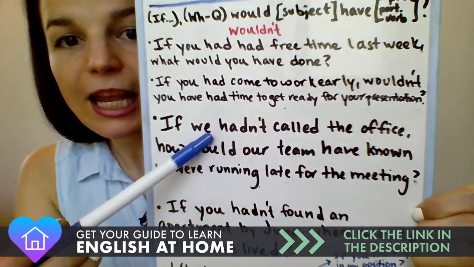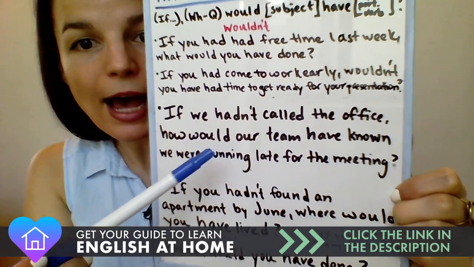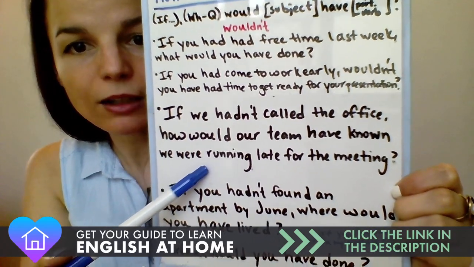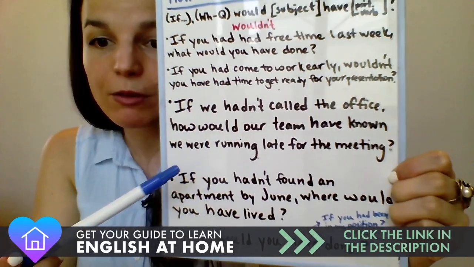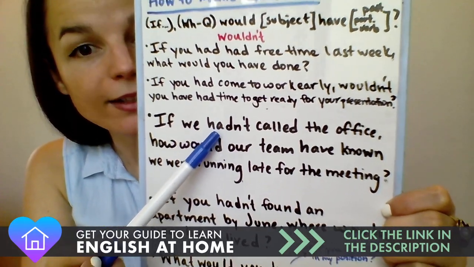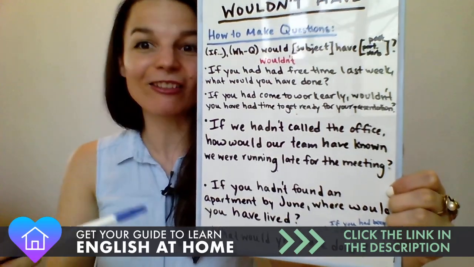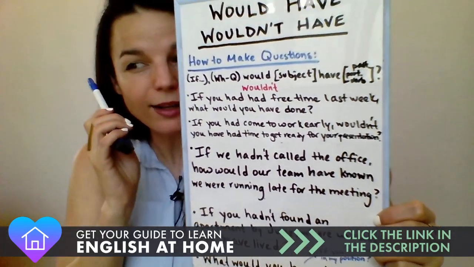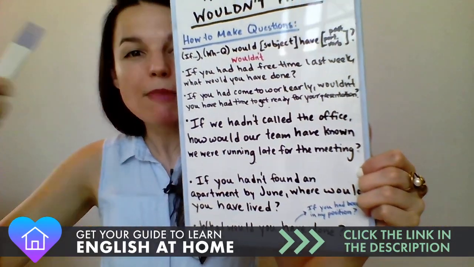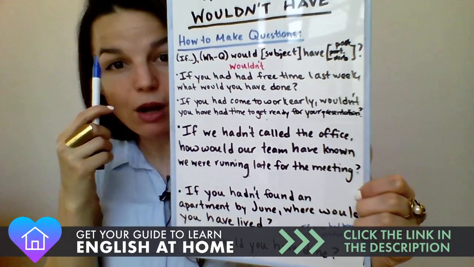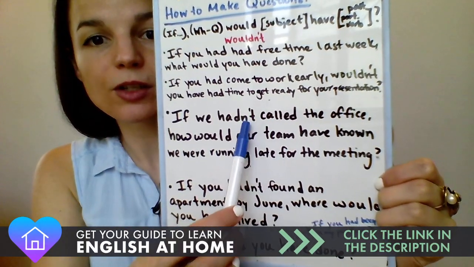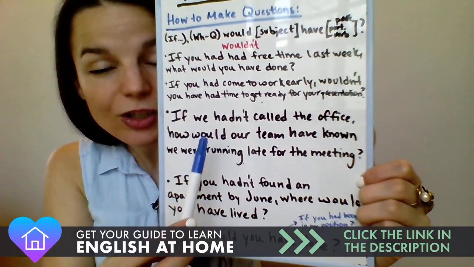Another example. If we hadn't called the office, how would our team have known we were running late for the meeting? So what's happening here? Negative. If we had not called the office. So that means we did call the office. But we want to imagine if we had not called, how would our team have known? So that means by what method or in what way would our team have known we were running late for the meeting? So we're talking about this untrue situation, and we're asking a question about that.